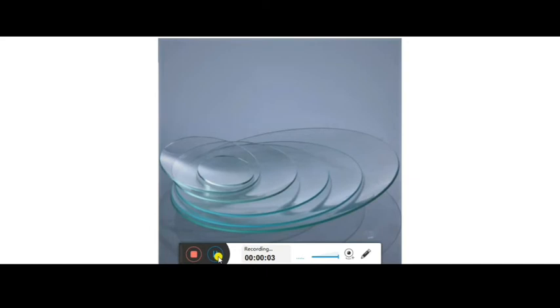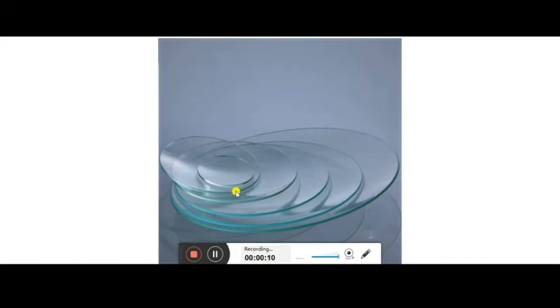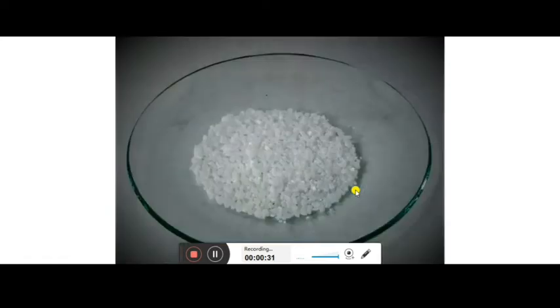Now the next thing is the watch glass. This is the saucer shaped glass, like a cup saucer, and there are various sizes you can see. Basically this one is used for observation of powder substances, and sometimes for holding small quantities of solution or water. While observing, it can be very easily observed like this, since it is transparent and you can keep small products on it.